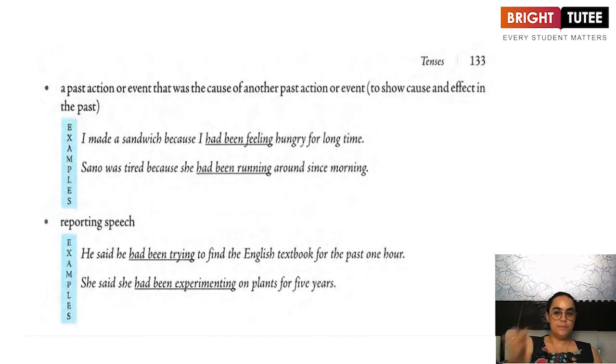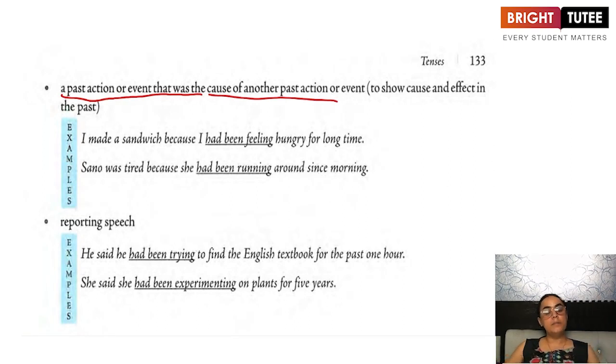The second use of the past perfect continuous tense is to talk about a past action or event that was the cause of some other past action. The reason has been told to you, the cause for some other action has been told to you. For example, I made a sandwich because I had been feeling hungry. I watched a movie because I had been feeling bored. Sano was tired because she had been running. My mother was sleeping because she had been working hard.